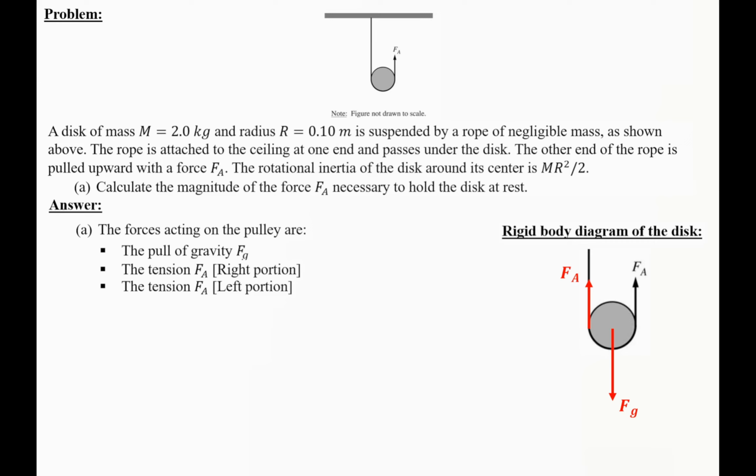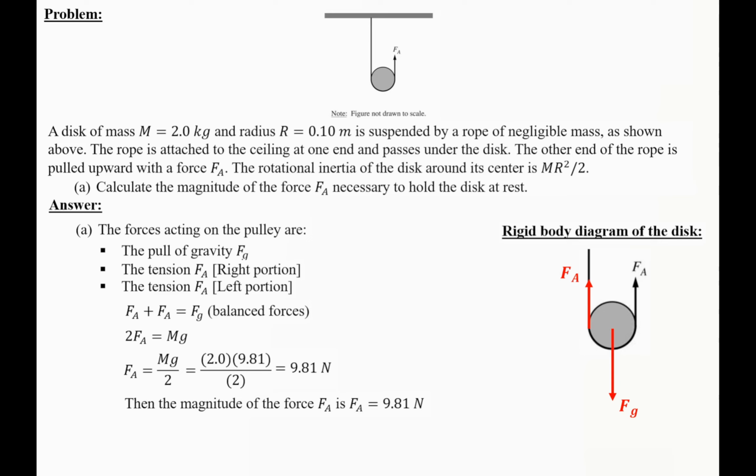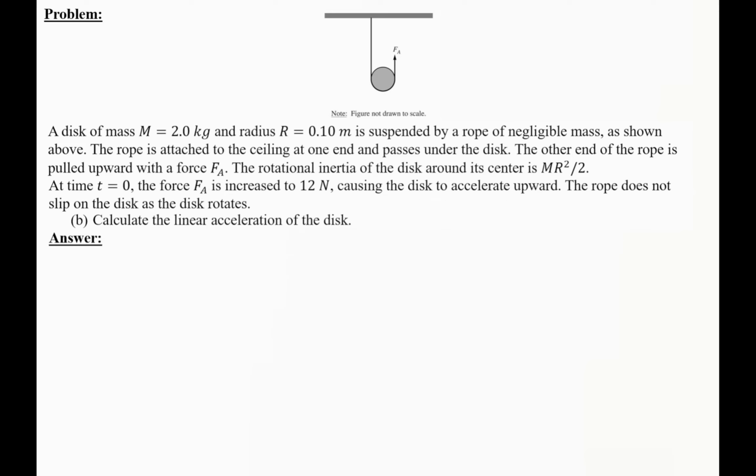Now here, because the disk is at rest, we can say that simply Fa plus Fa should balance Fg because we're at translational equilibrium. And the tensions at both sides are equal because the disk is not rotating. Although the disk is inertial, the tensions along a massive pulley are equal if the acceleration is 0, which is this case. So 2Fa would be equal to mg, then Fa would be equal to mg divided by 2. The value of m is 2, g is 9.81, so Fa would be 9.81 newtons.